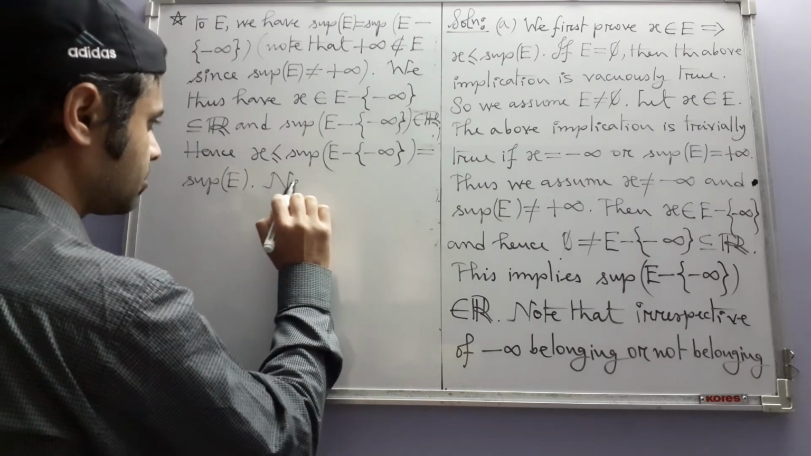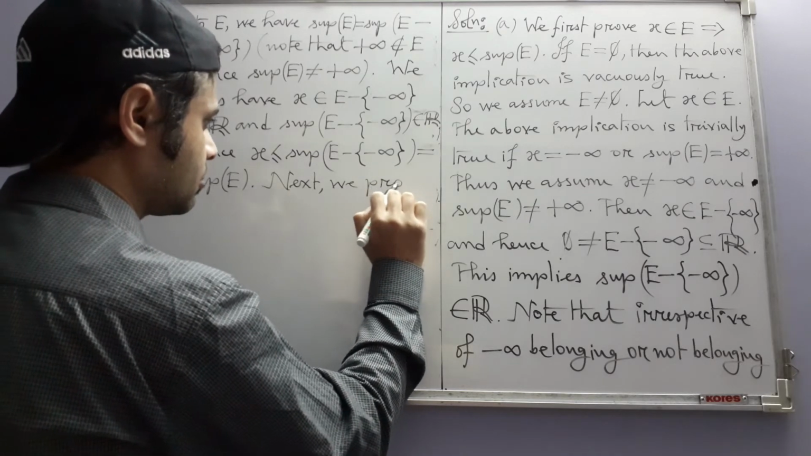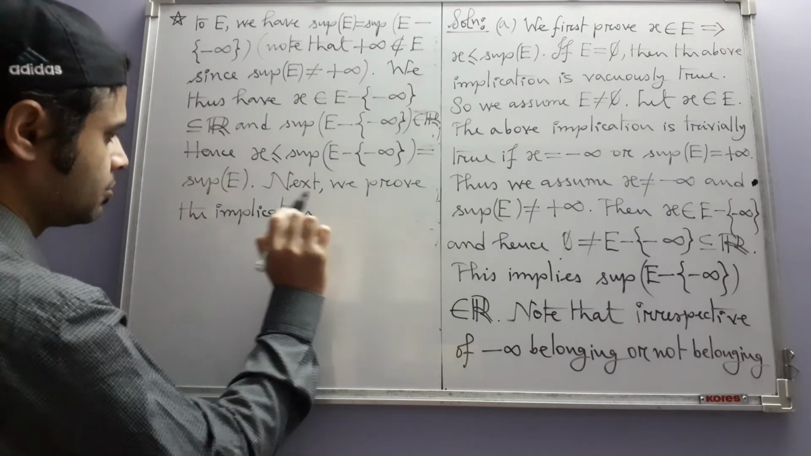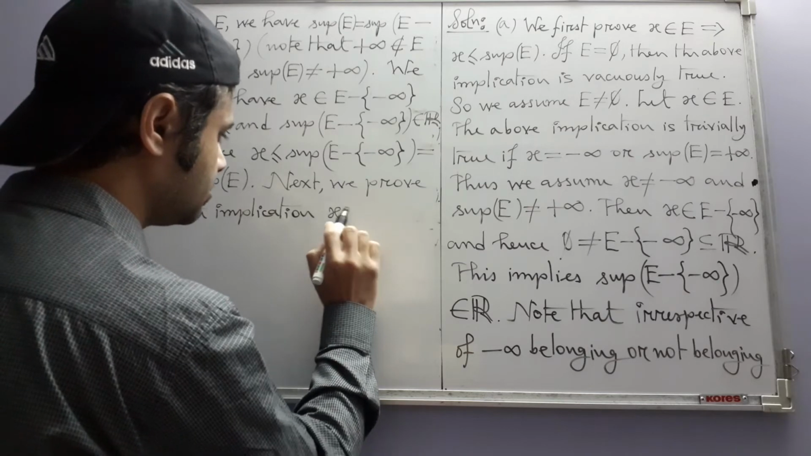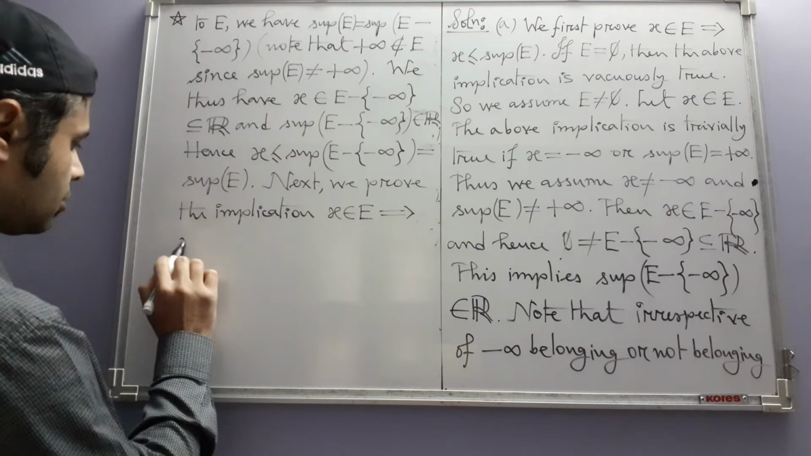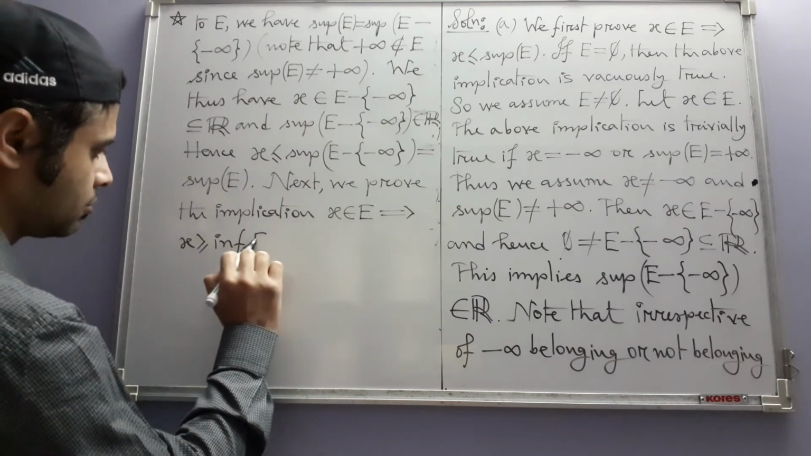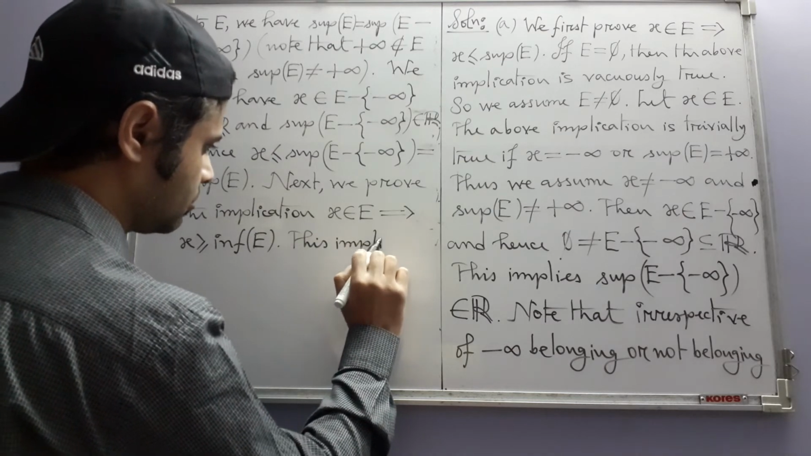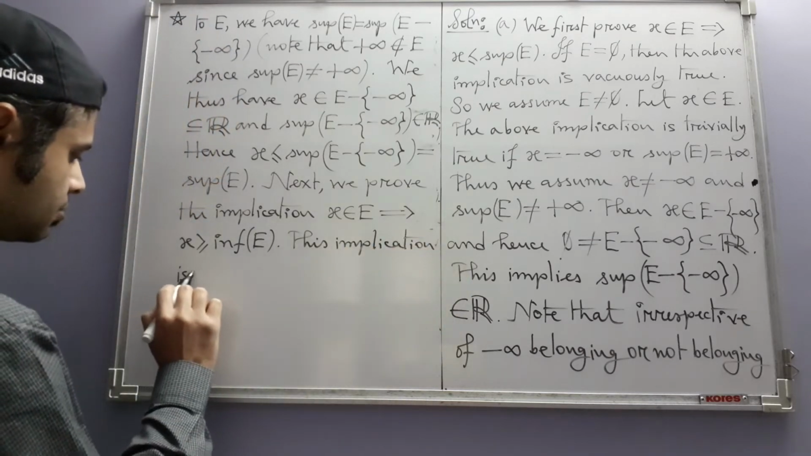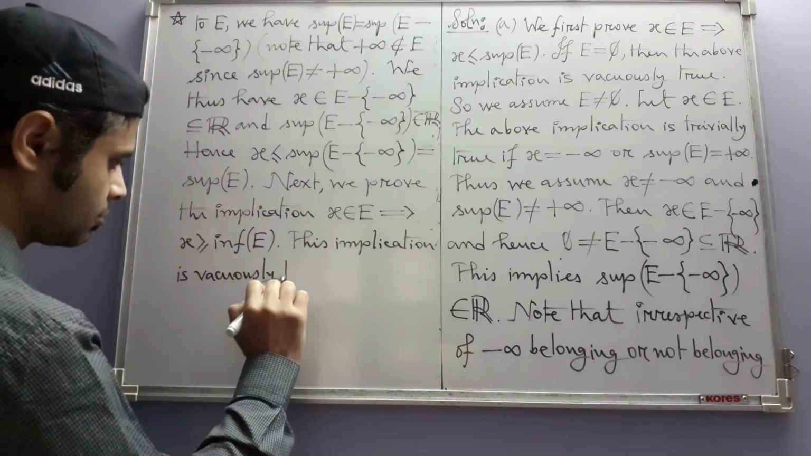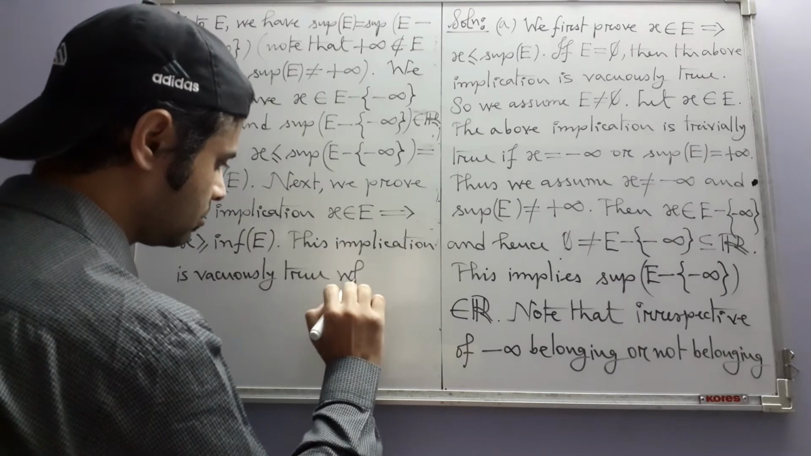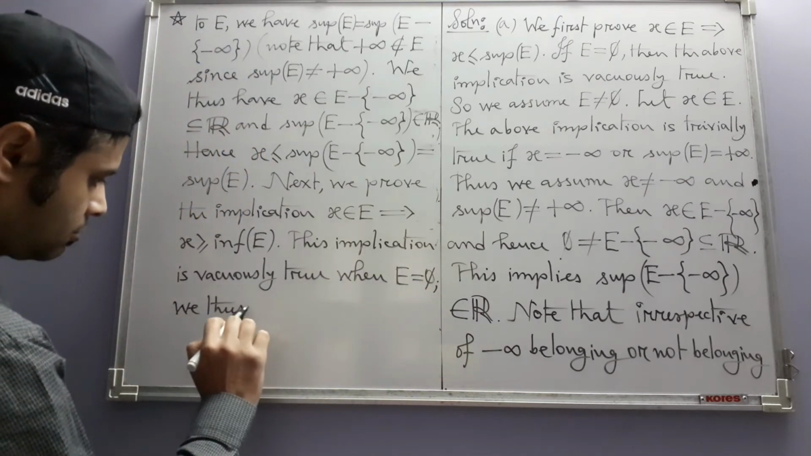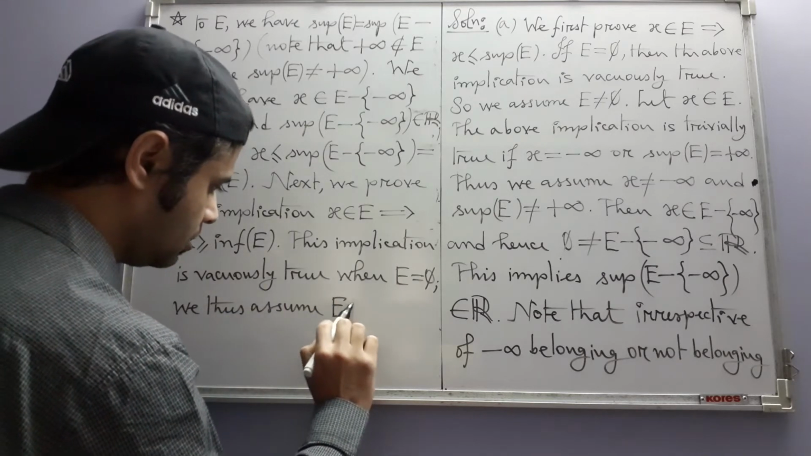Okay, next, we prove the other implication, or rather the other inequality: X is greater than or equal to the infimum of E. Here also this implication is vacuously true when E is empty. We thus assume E is non-empty.